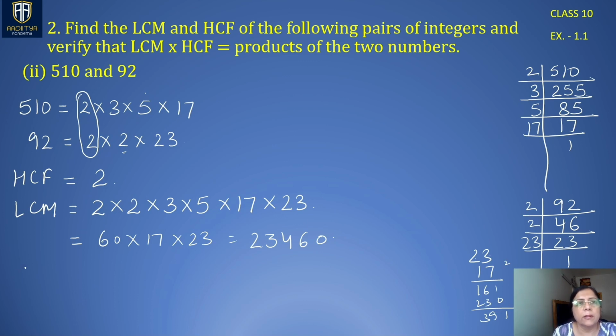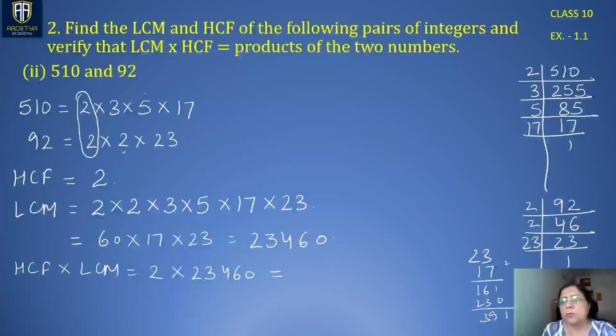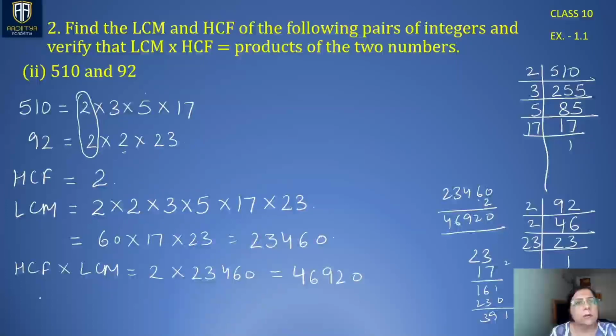Now we have to verify the relationship. We have first to take the product of HCF and LCM. That means 2 multiplied by 23460. 2 times 0 is 0, 2 times 6 is 12, 2 times 4 is 8 and 1 is 9, 46920. Right? Now, on the other part, we have to find the product of two numbers.